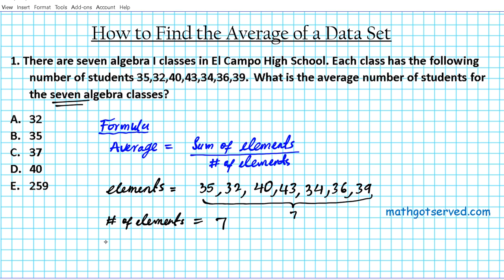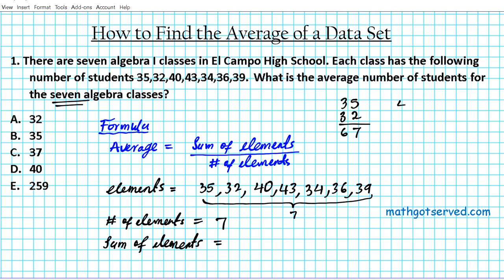All right, so what is the sum of elements? For the sum of elements, we just basically add up all these numbers together. Since calculators are not allowed for the CBEST exam, we're going to have to carry out this summation manually. So let's just pair them up. 35 plus 32, we can sum those two up. That gives us 67.